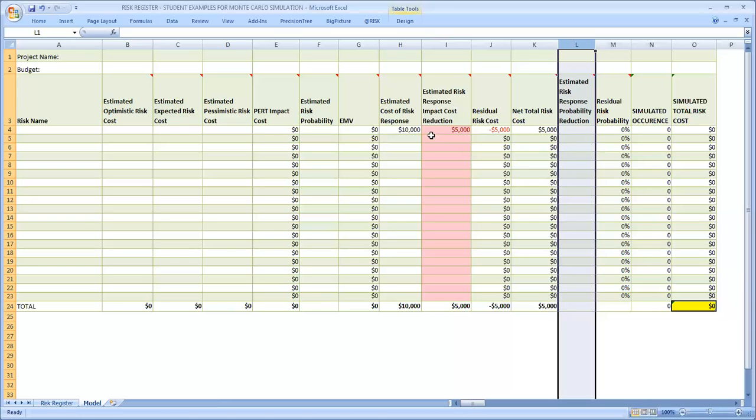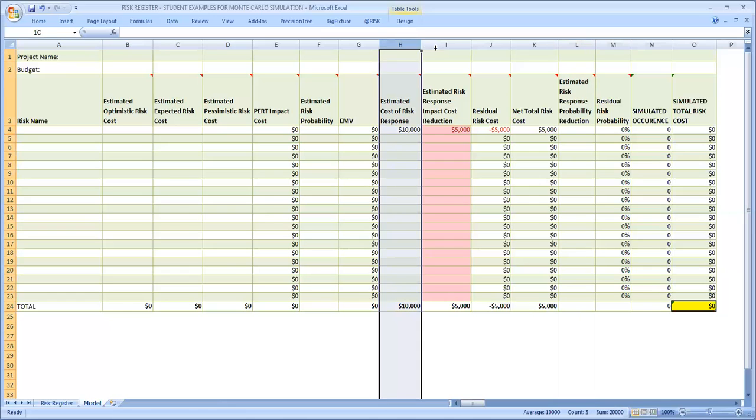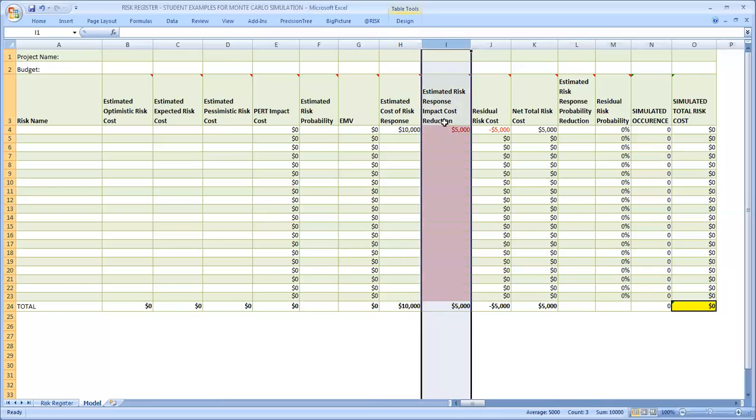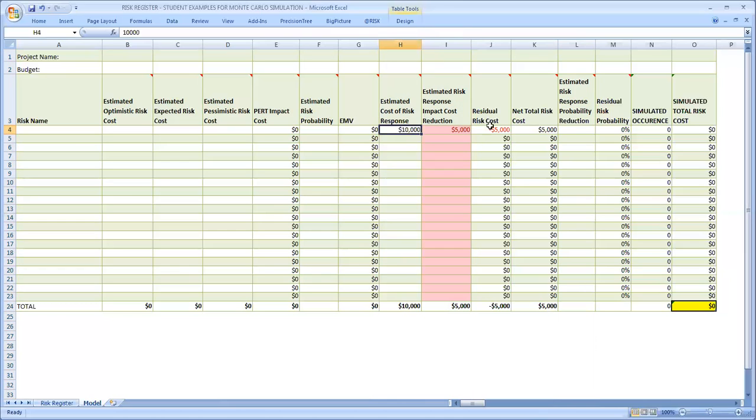The only way that we should have a negative value here would be if we are also reducing our probability, and therefore we can justify why the estimated cost of the risk response is greater than what the risk would be reduced by as a result of the risk response. So hopefully that's clear. This does not make sense unless we can reduce the probability of the risk.